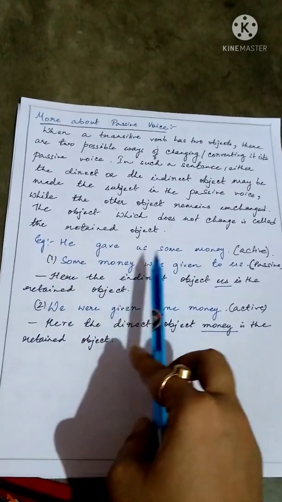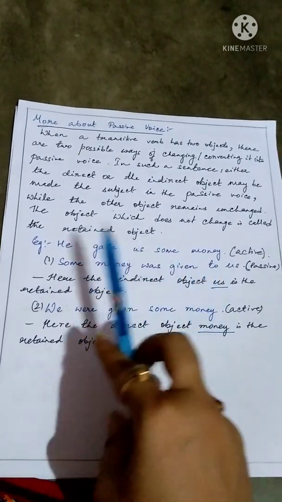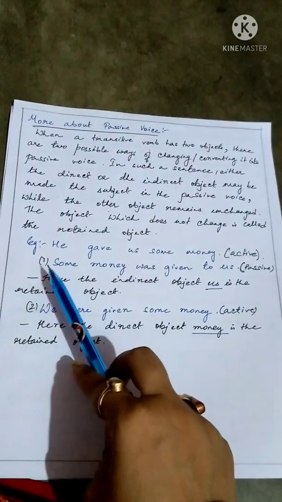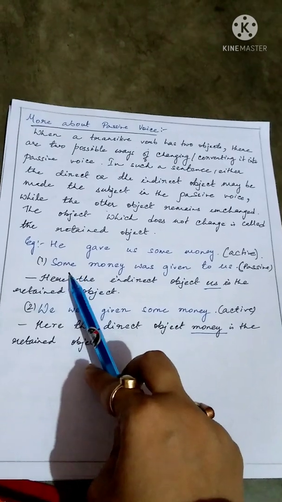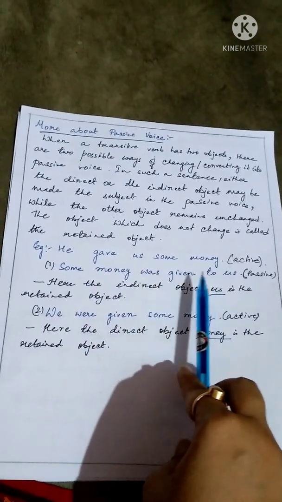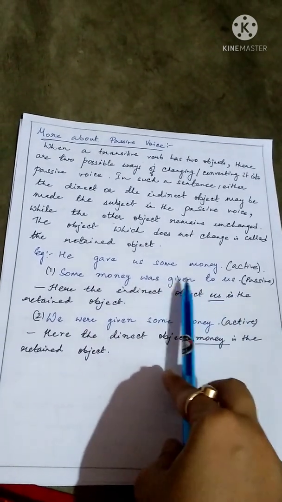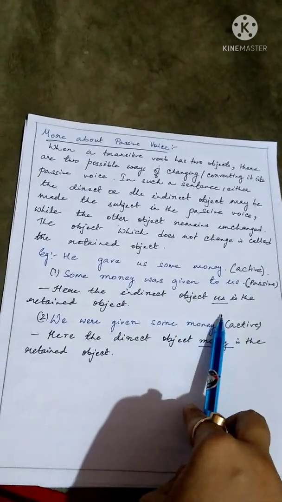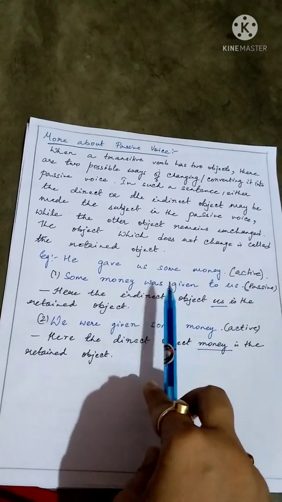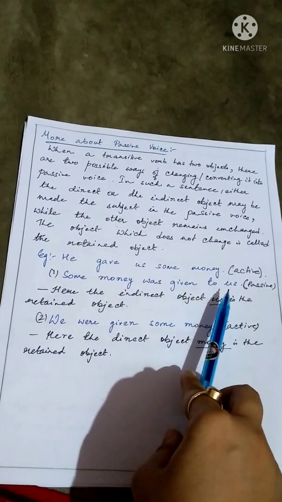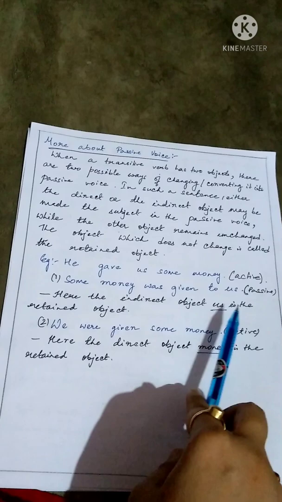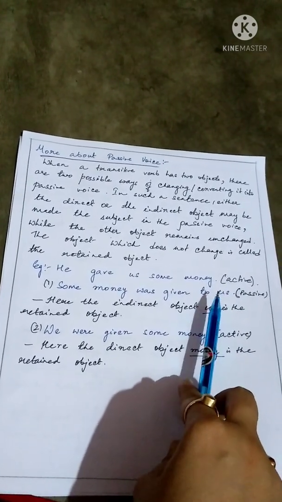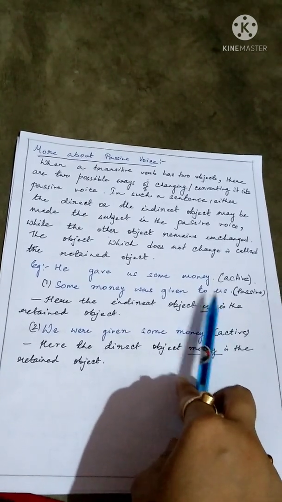He gave us some money. This is active. When it is changed to passive, some money was given to us. Here the indirect object is us, which is the retained object. Why? When the sentence is changed into passive voice, this us remains the same. So this is the retained object.